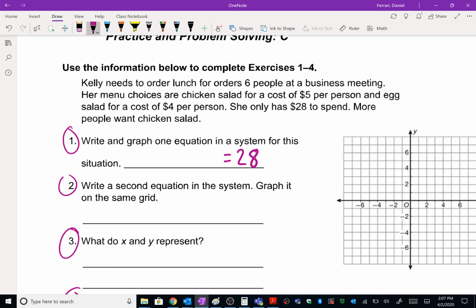Okay, we also know that the chicken salad people are going to cost $5 per person. So that means if one person orders chicken salad, it's going to be $5. If 2 people order chicken salad, it's going to be $10, and so on and so forth. So I'm going to represent that as 5 times C, and C is going to represent the number of people who want chicken salad.